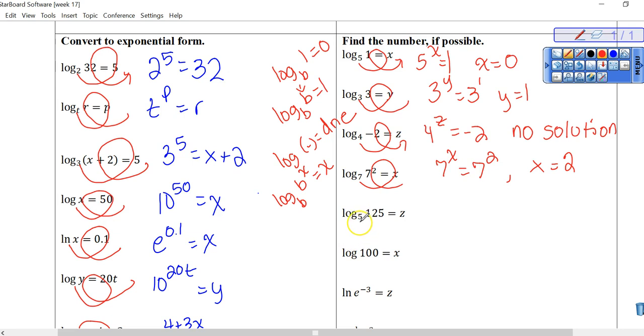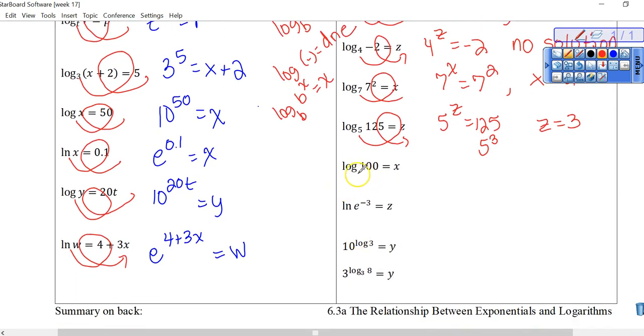Okay, let's take a look at this one. What power do I raise 5 to get 125? 5 to the z equals 125. Yep, some of you might see it immediately. Z equals 3. Some of you may have to rewrite 125 in base 5 so that you can see z equals 3. On the test, do we have to rewrite it? No.